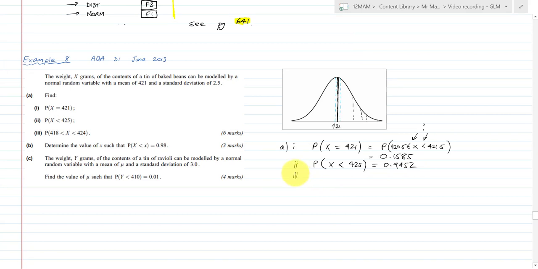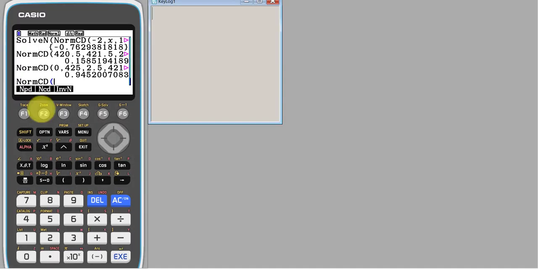And then the third one is the probability that x is between 418 and 424. And so we can just put that straight into our calculator as well. So I'll go back to my calculator and I'll just do the same thing. 418, 424. This is centered.